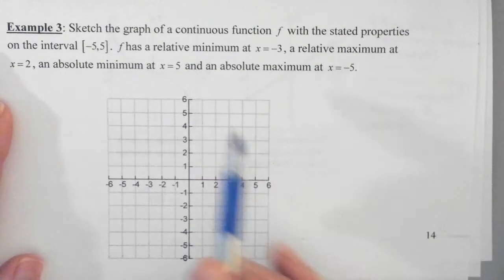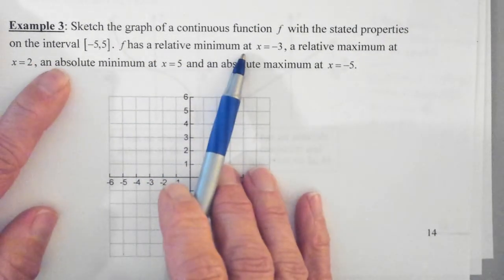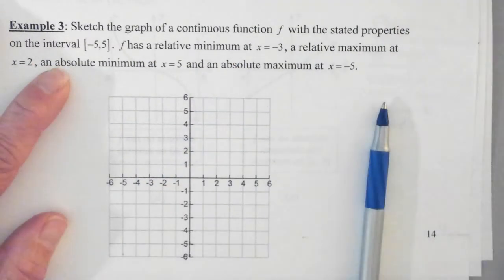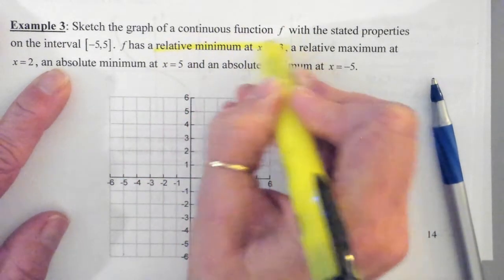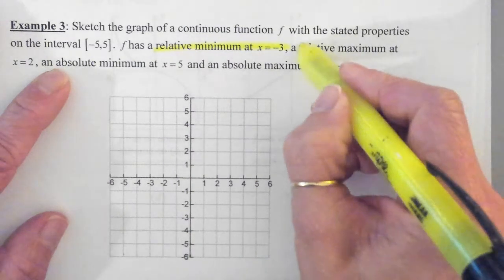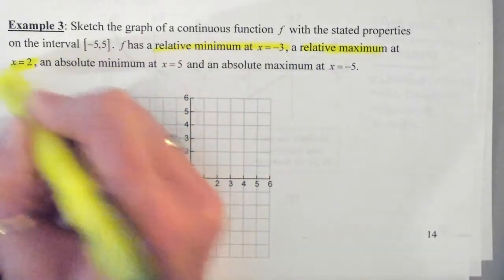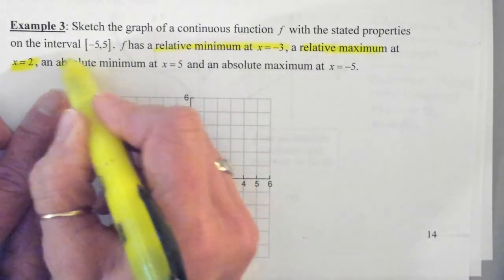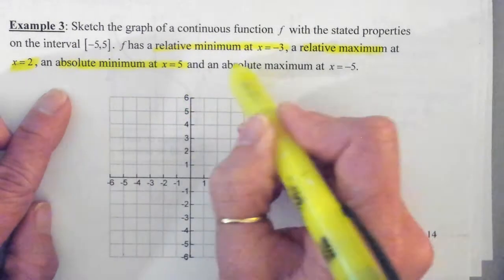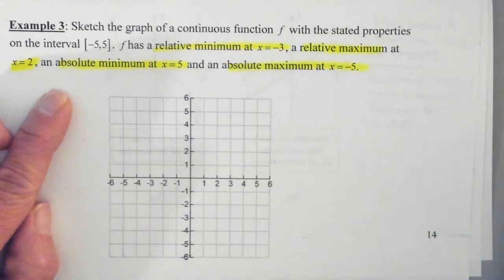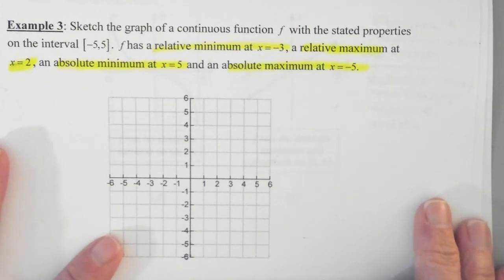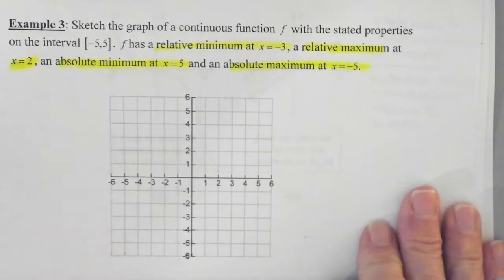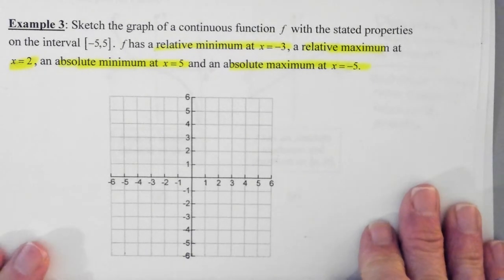Okay? So then f has a relative minimum at negative 3. So I'm just going to highlight some of this stuff. Relative minimum and a relative max at x equals 2, absolute min at 5, and absolute max at negative 5. That's a lot of information. I would focus on the absolutes first because those are where you're definitely going to have your highest and lowest points.